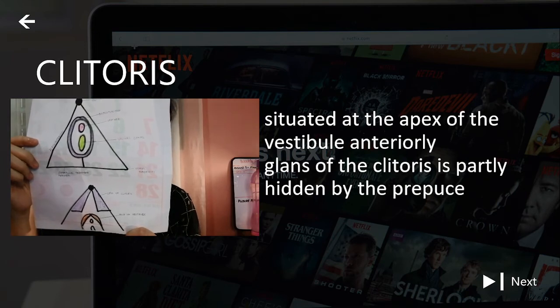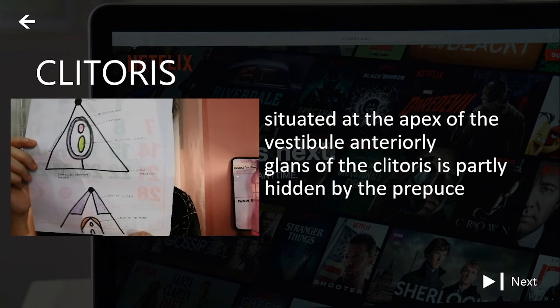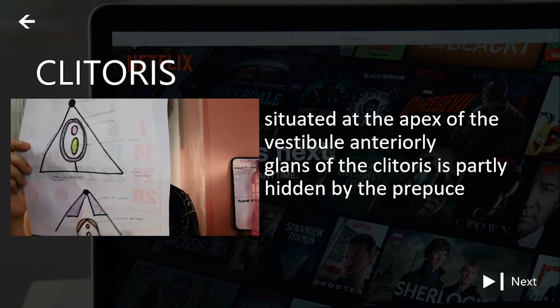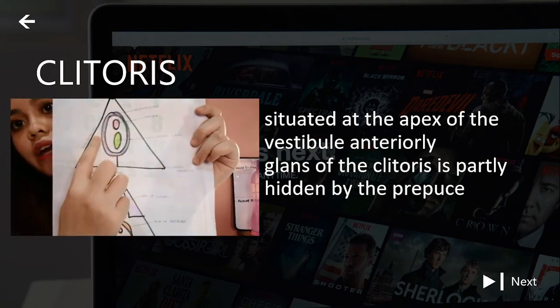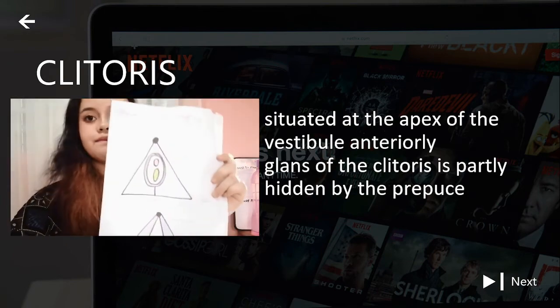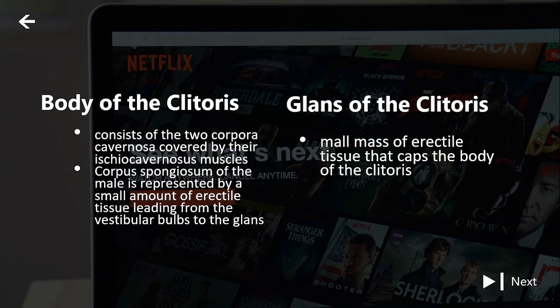The crura of the clitoris correspond to the crura of the penis, because the corpora cavernosa anteriorly each remain separate and covered by the ischiocavernosus muscle, and the ischiocavernosus muscle is located in this area. So the body of the clitoris consists of two corpora cavernosa covered by their ischiocavernosus muscles, and the corpus spongiosum of the male is represented by a small amount of erectile tissue leading from the vestibular bulbs to the glans.